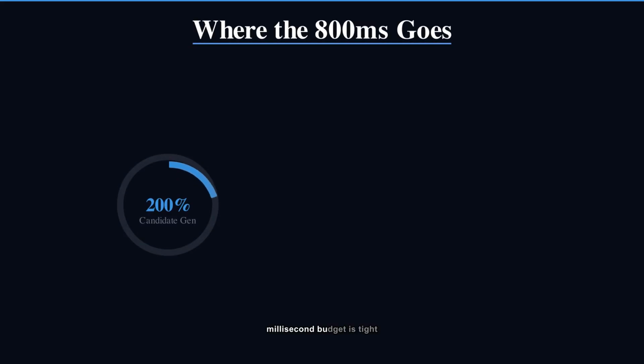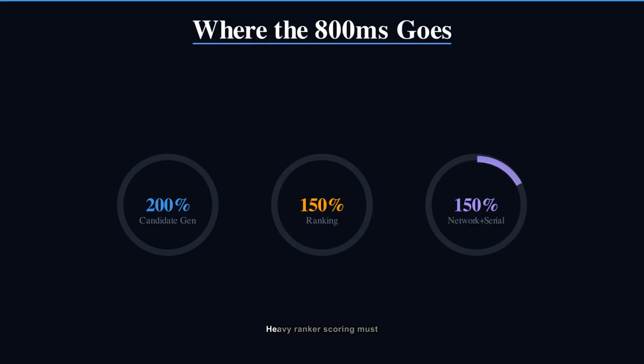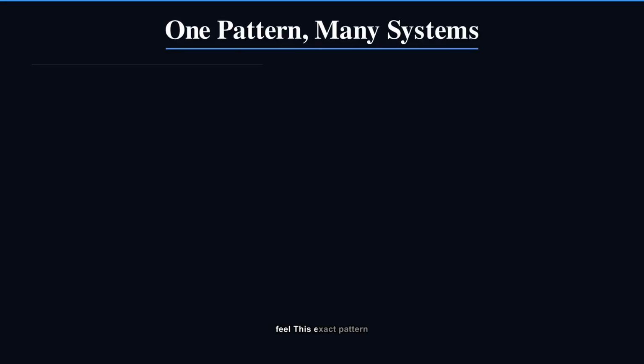That 800 millisecond budget is tight. Candidate generation and celebrity lookups take a slice. Heavy ranker scoring must finish under 150 milliseconds. Serialization and network hops eat the rest. Miss the budget and your feed loads slower than a refresh should ever feel.